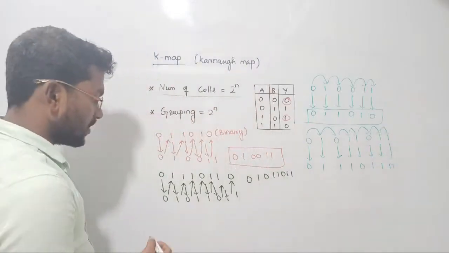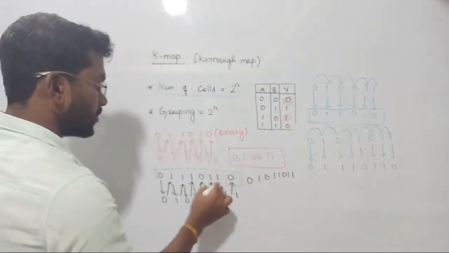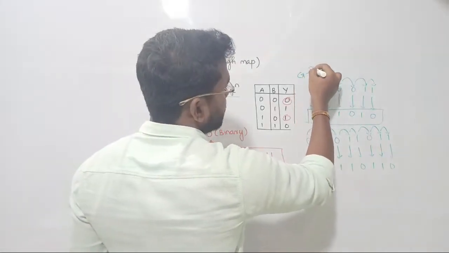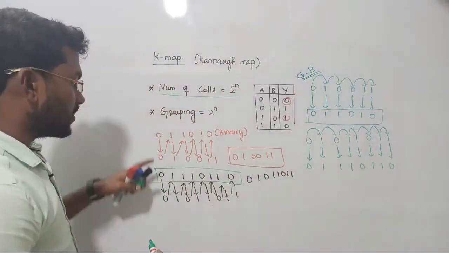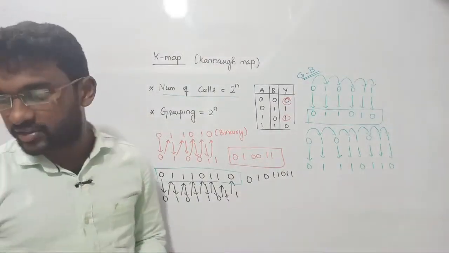Am I correct? Yes, let's check. 0 1 1 0 1 1 0. Yes, we got the binary equivalent. So that is how we are transforming the variables from gray to binary. This is gray to binary conversion, and this is binary to gray conversion. Clear? I hope things are very clear to you all. Just keep these things in your mind.